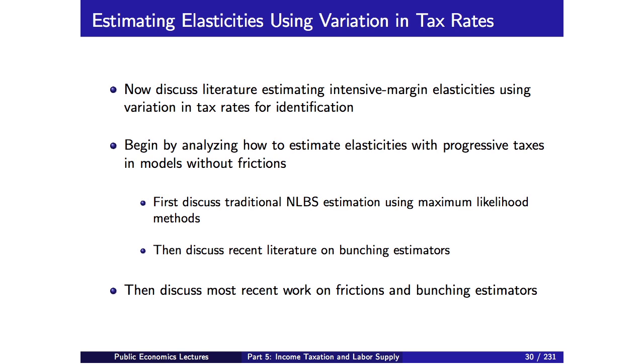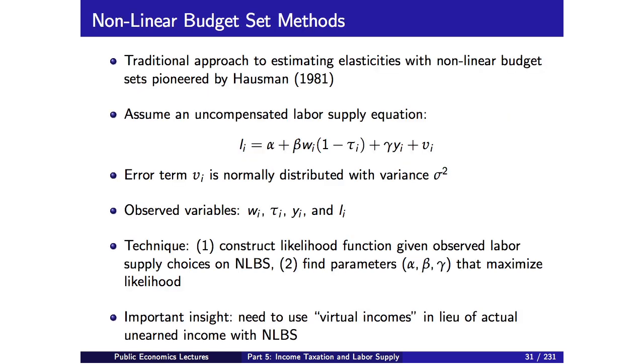So we'll first discuss the traditional nonlinear budget set estimation using maximum likelihood methods, which is the work that was done in the 80s and 90s. And then we'll discuss what I think is the active part of this literature now, on bunching estimators, which are more in the spirit of this non-parametric sort of identification that we see in recent work. And then we'll talk about what's really, I think, the frontier, which is work on frictions and bunching estimators and how you can recover the underlying elasticities from the amount of bunching.